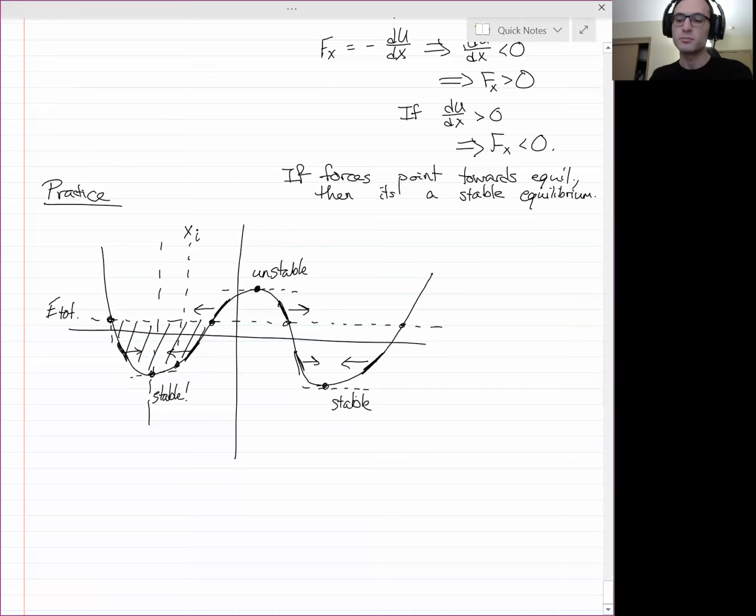The kinetic energy is max when potential energy is minimum. So in this case, the potential energy goes below 0, so you could have the kinetic energy be all of this if the particle is at this stable equilibrium.